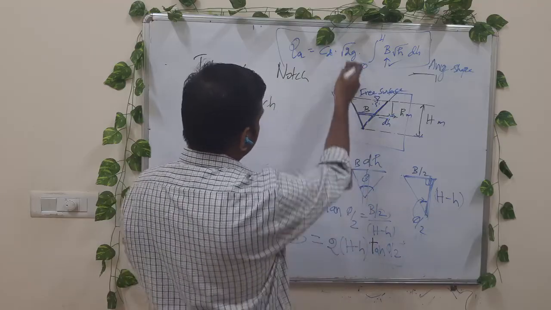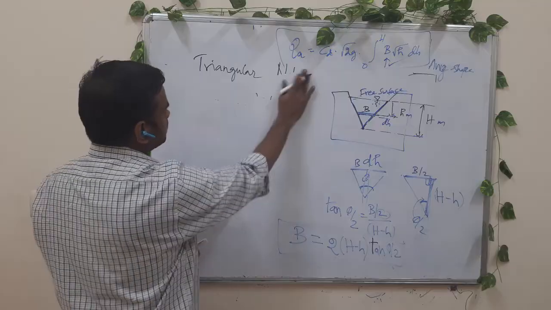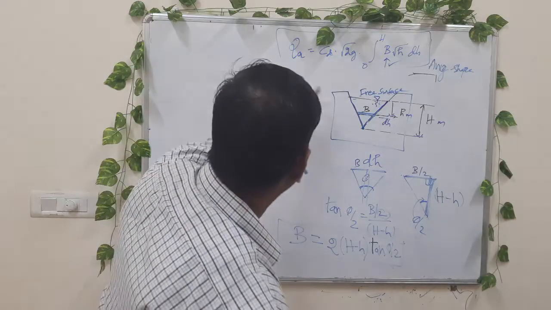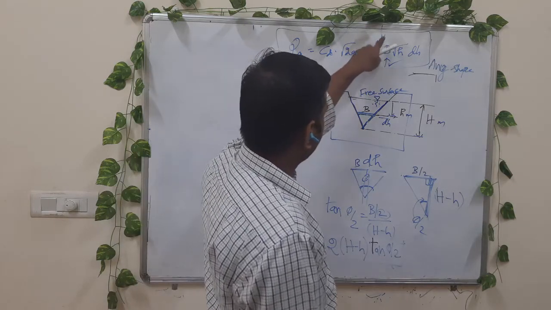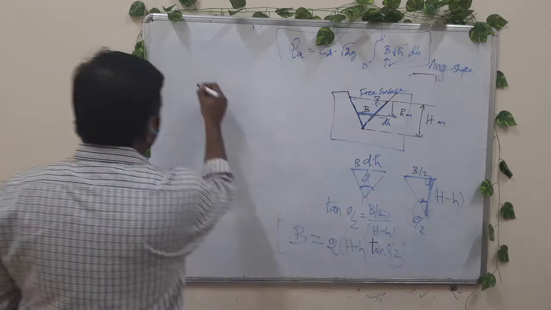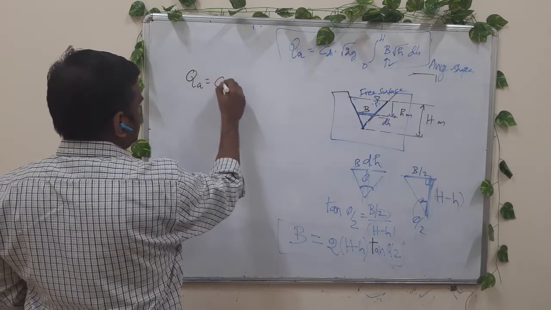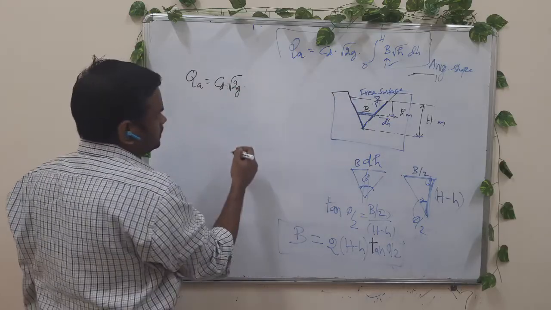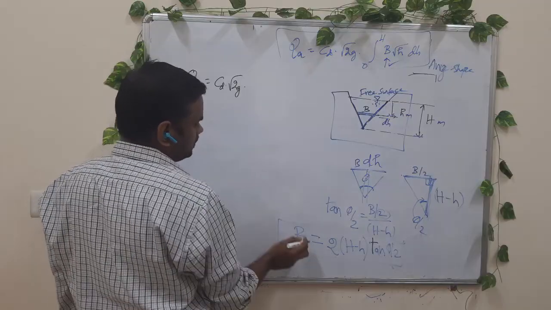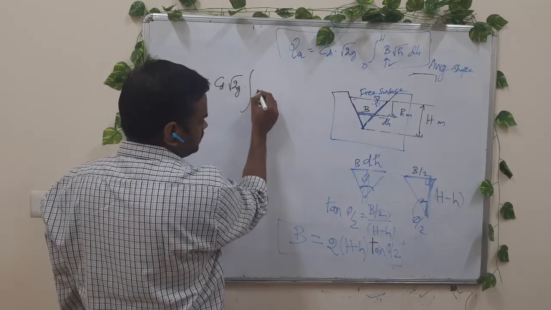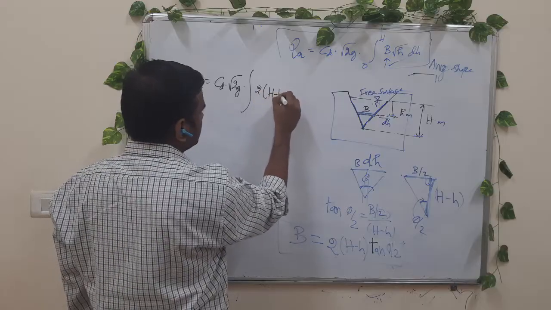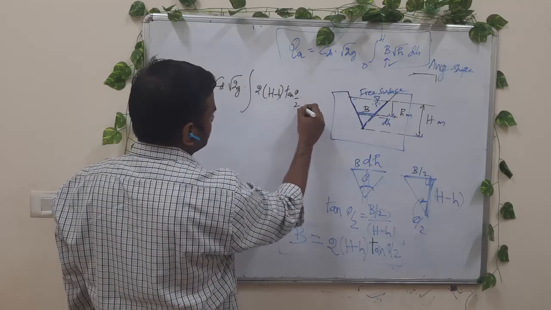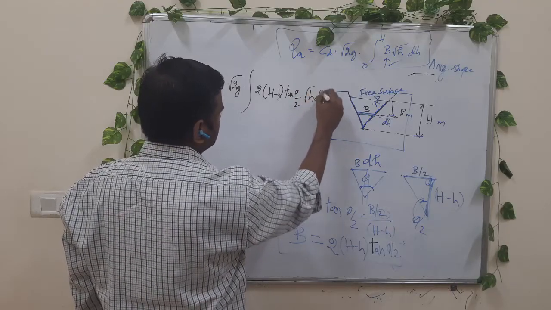Okay, so can we substitute this into this equation now? We are going to get an expression for the triangular notch. So we have Q actual equal to CD into square root of 2g, integral 0 to H, b into square root of h dh. So you have Q actual equal to CD into square root of 2g into integral 0 to H, b, now we are having b as 2 into, let me write it fully once, 2 into H minus h tan theta by 2 into square root of h dh.